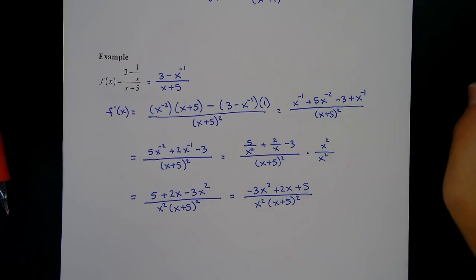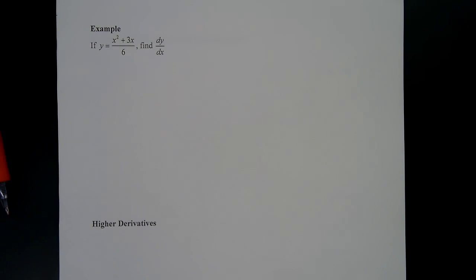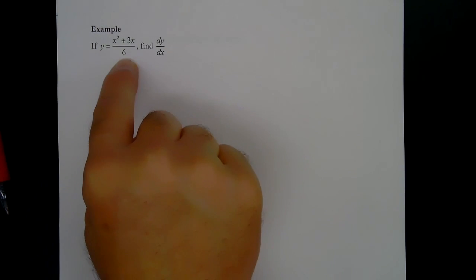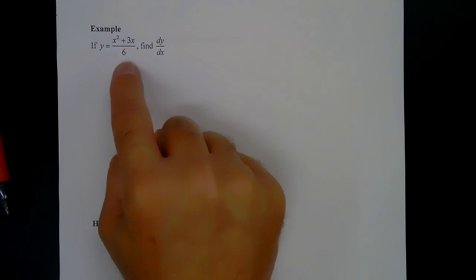All right, let's look at another problem. Okay, so for this one, it looks like a quotient. It looks like what we just did, right? Yeah, it looks just like what we did. Quotient rule, right? No, it's actually easier than that because we're dividing by a constant right here. There's an easier way to do this, okay?